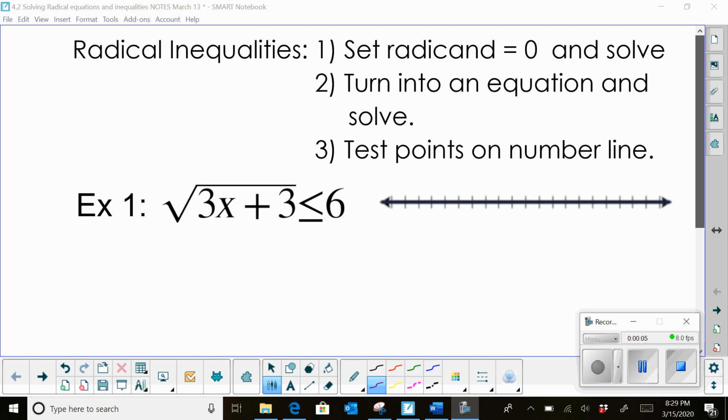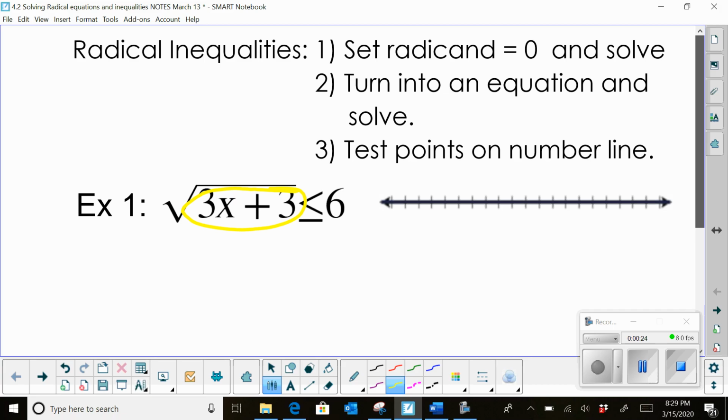Today we're going to talk about radical inequalities. Solving radical inequalities is very much like solving the radical equations that we've worked on and like the other inequalities we've studied so far. The only difference is with a radical inequality, if you have a square root, there are some restrictions on what can be under the radical.